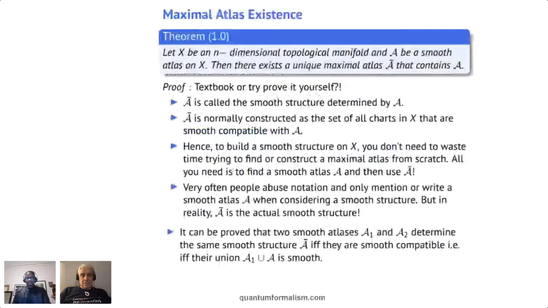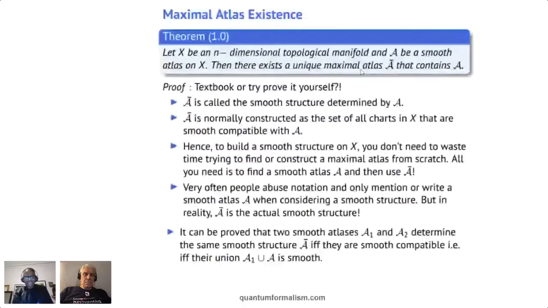But for the time being, here's a theorem. This is a very important theorem. You don't need to prove this. I actually wanted to provide a proof, but I ran out of time. It's in the textbook, and you can find other sources to see this. It's actually not hard to prove, really. It's just a little bit time-consuming, which is why I didn't have time. But it's very important. It says: given an n-dimensional topological manifold X and a smooth atlas A on X, there exists a unique maximal atlas A bar that contains A.